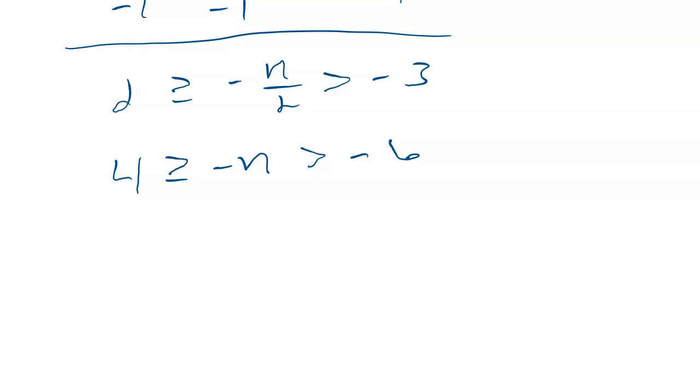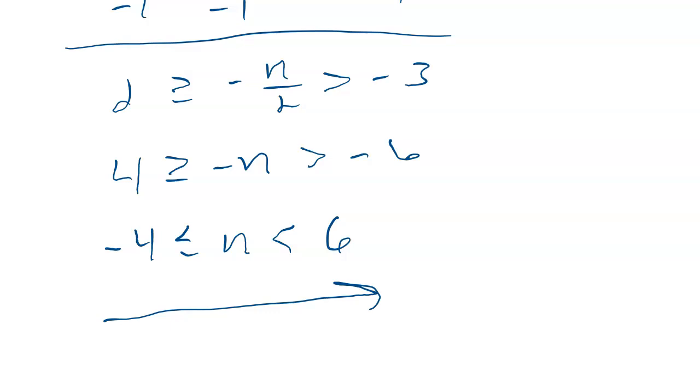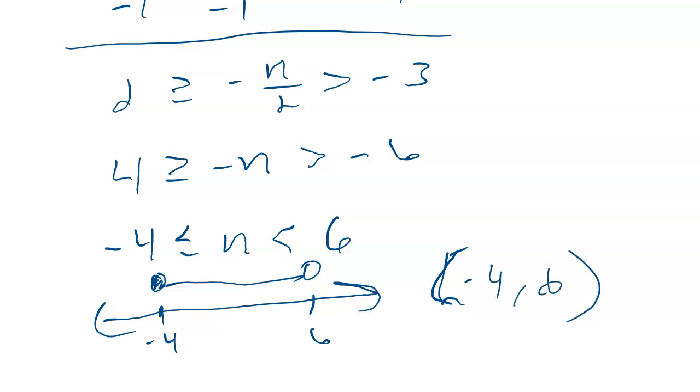And then when I divide both sides by -1, I'm going to have to flip the inequality. I guess that's why they wrote it this way. When I divide the 4 by the -1, that turns into -4, which is less than or equal to n, which is less than 6. On the graph, this is from -4 to 6. All values in between, bubbling that one, opening this one, and this is the interval from -4 to 6. Checking the answer key. -4 to 6 is good.